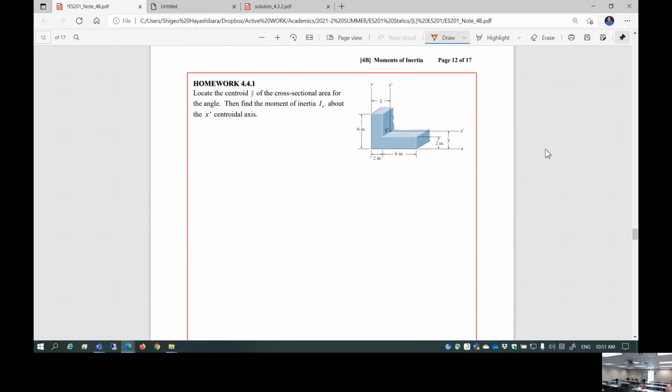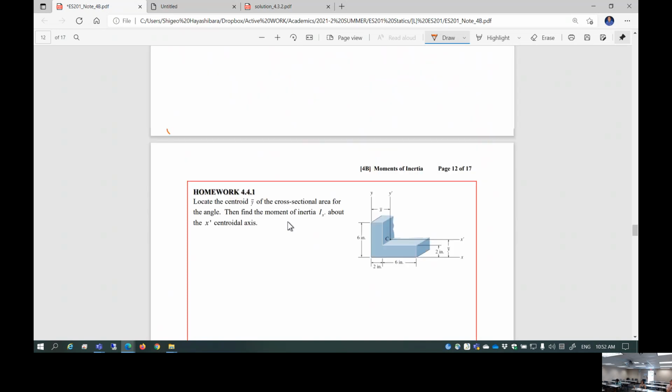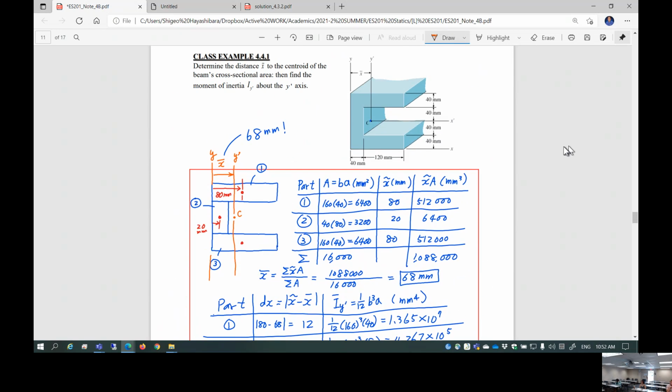So again, homework 441 is only two parts, so you're going to make a table which is much smaller than the table we made today. But yes, this is going to make you think. I can easily create a final exam problem out of this homework. How? I can basically say, find the moment of inertia Iy prime about the y prime centroidal axis. I can easily create a variant of this problem.